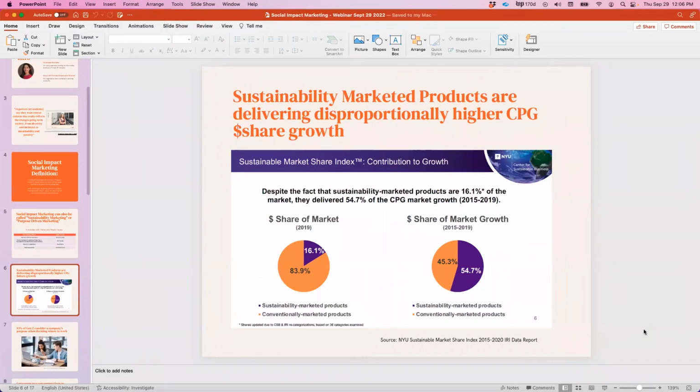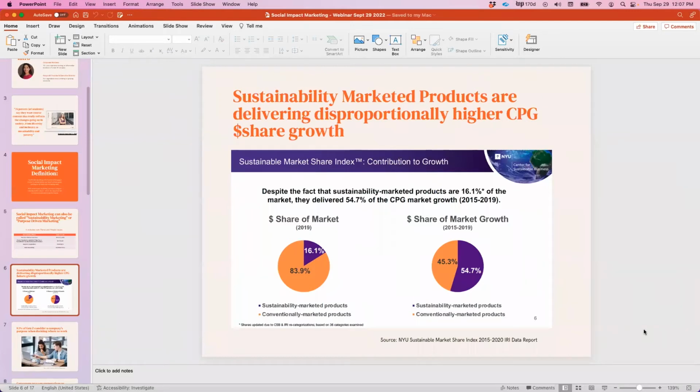So sustainability marketed products, let's talk about the business case right now for helping our students be prepared for what the market needs for them. We are seeing that sustainability marketed products are growing at a disproportionately higher rate when it comes to delivering market share. So in this study by NYU Center for Sustainable Business, in 2019, only 16% of CPG brands were talking about sustainability in their marketing communications, but they were delivering over 50% of the market growth.